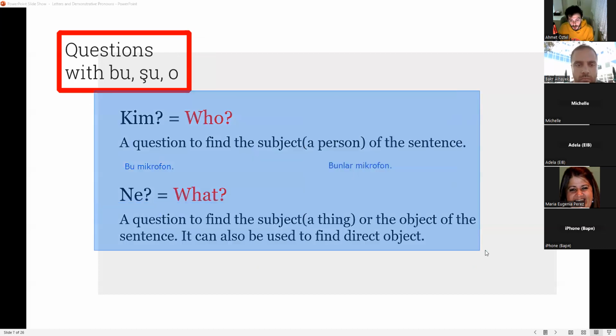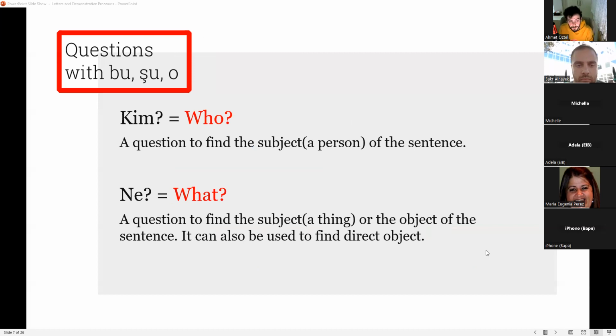And then we also have the question words kim and ne. The question word kim basically finds the subject of the sentence, the doer of the action: who drank the milk, who saw the man, who opened the door. All these questions are looking for the subject, the person that did the action. And we also have ne, and the answer of ne is usually a thing. It can be the subject and it can be the object as well. You can say, ne içeri girdi, let's say. What came inside? Sinek içeri girdi. A fly came inside.